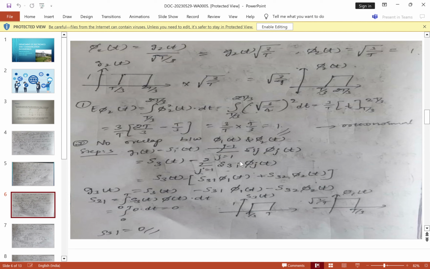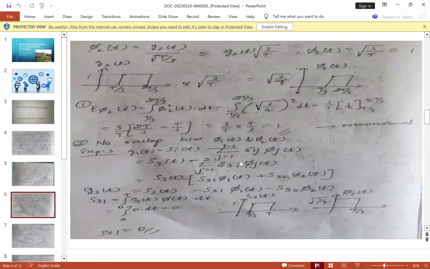The energy of G3 of t is equal to the integration from T by 3 to 2T by 3 of G3 squared of t into dt. That is equal to the integral of 1 into dt from T by 3 to 2T by 3, that is equal to 2T by 3 minus T by 3, that is equal to T by 3 joules. Eg3 is equal to T by 3 joules. Psi 3 of t is equal to G3 of t by root of Eg3, that is equal to G3 of t by root of T by 3, that is equal to root of 3 by T into G3 of t.